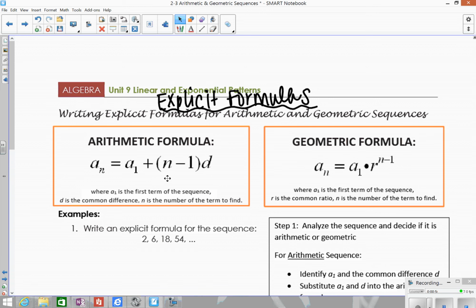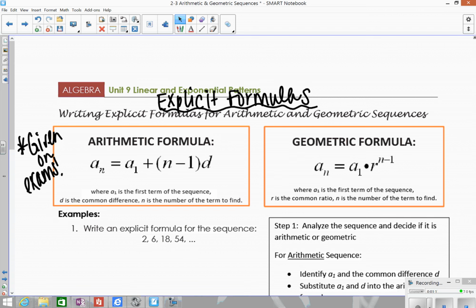The good thing about these two formulas is that they look complicated, but they're given to you on your reference table for the Regents exam and for any in-class exam. So I'm just going to make a note that these are given on exams. That's good news. We have two different formulas here: our arithmetic formula and our geometric formula.